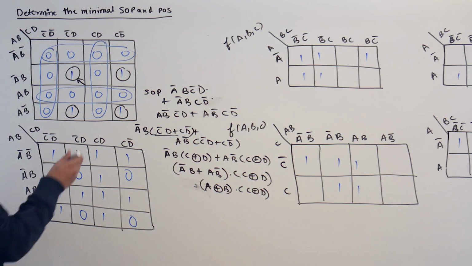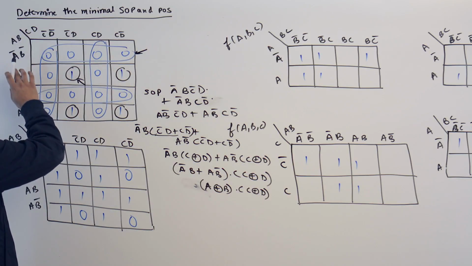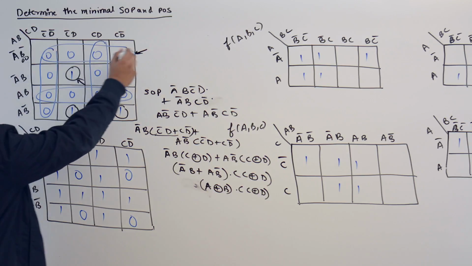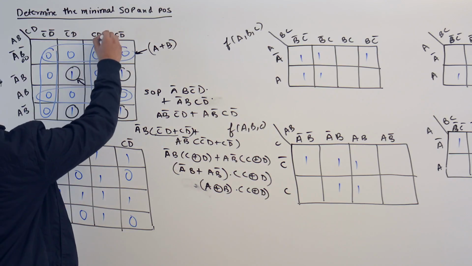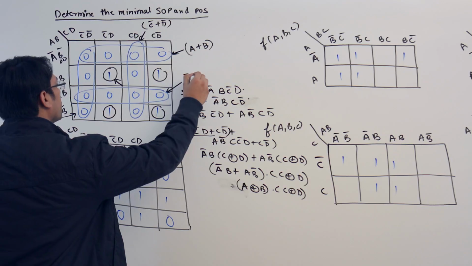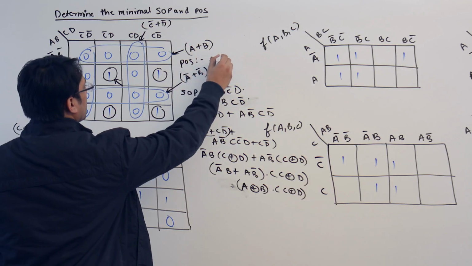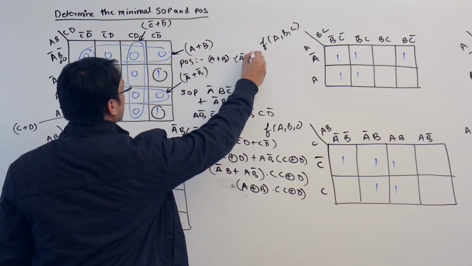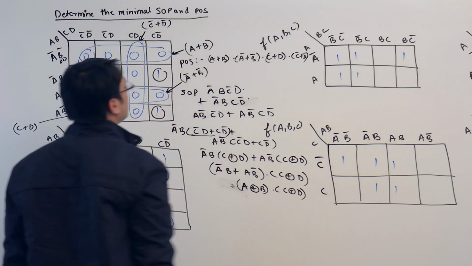If we denote this by product of sum, or you can say max term, then this subcube is denoting 0 0, right? So this will be denoting A plus B. This subcube will be denoting C complement plus D complement. This subcube will be denoting C plus D, and this subcube will be denoting A complement plus B complement. Therefore, the POS expression for this K-map will be A plus B dot A complement plus B complement dot C plus D dot C complement plus D complement. You can further solve this one.